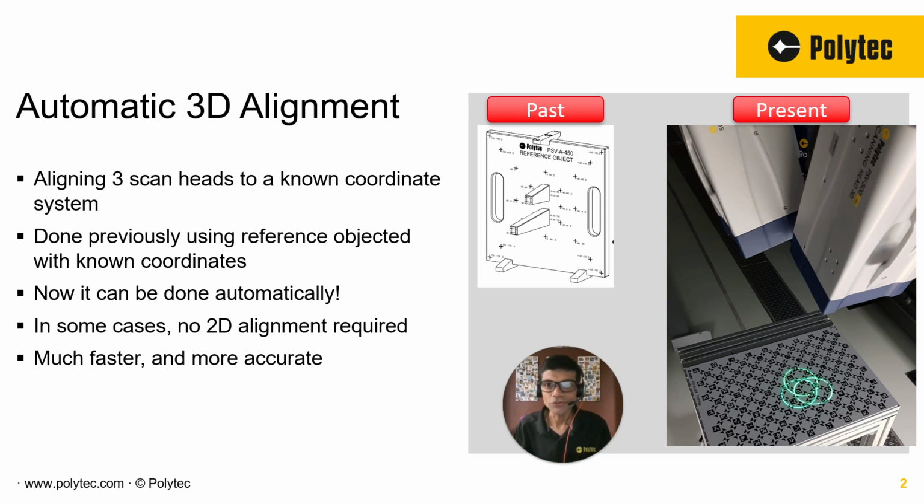Some of you may remember having to do a setup, going top and left and right. Nothing of that now. Here's the beauty of it: in some cases, you do not even have to do 2D alignment anymore. So think about the time saving, not to mention the accuracy goes up several fold. The accuracy and the speed of the 3D alignment now have just no comparison with how we used to do it.